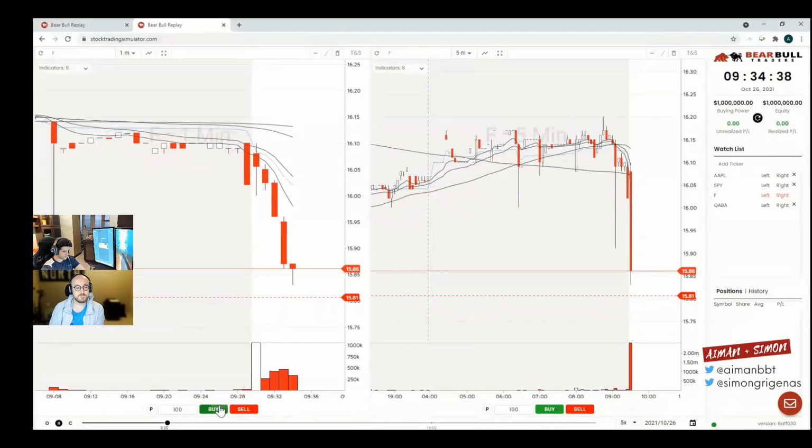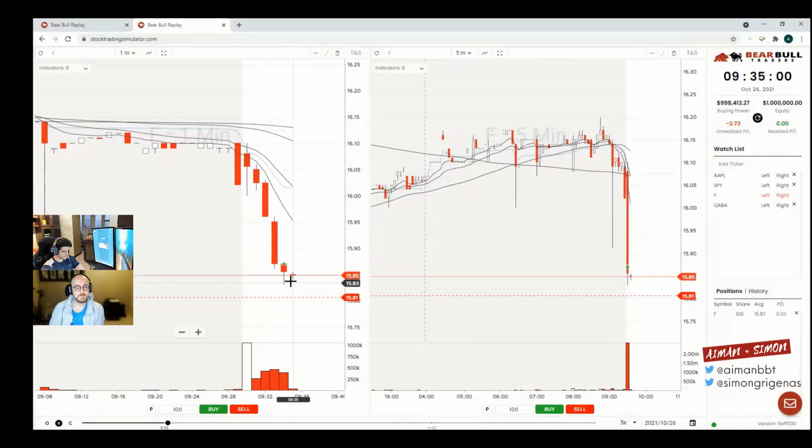And look at this. Now it's getting closer to the level. There it is. It is closer to the level, holding the level. And all we need to do is hit the buy button closer to the level.